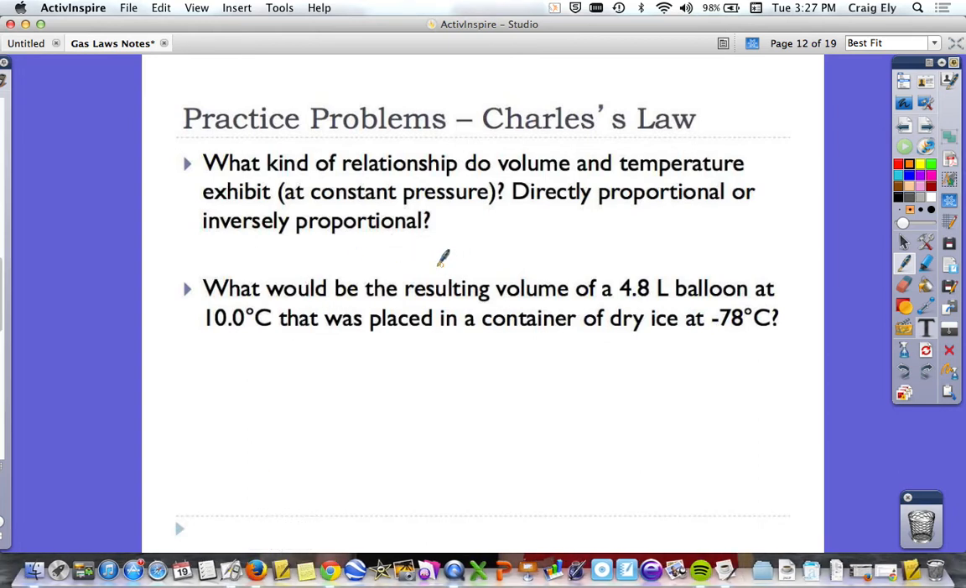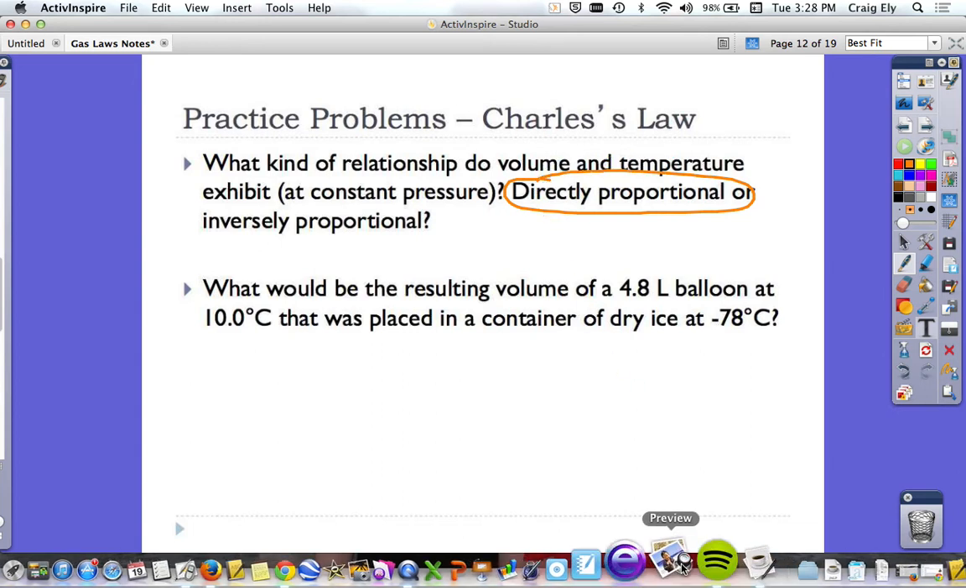At a constant pressure, it is directly proportional. In other words, whatever one does, the other one does the same thing. Temperature goes up, volume goes up. Temperature goes down, volume goes down. Now, let's look at a practice problem.